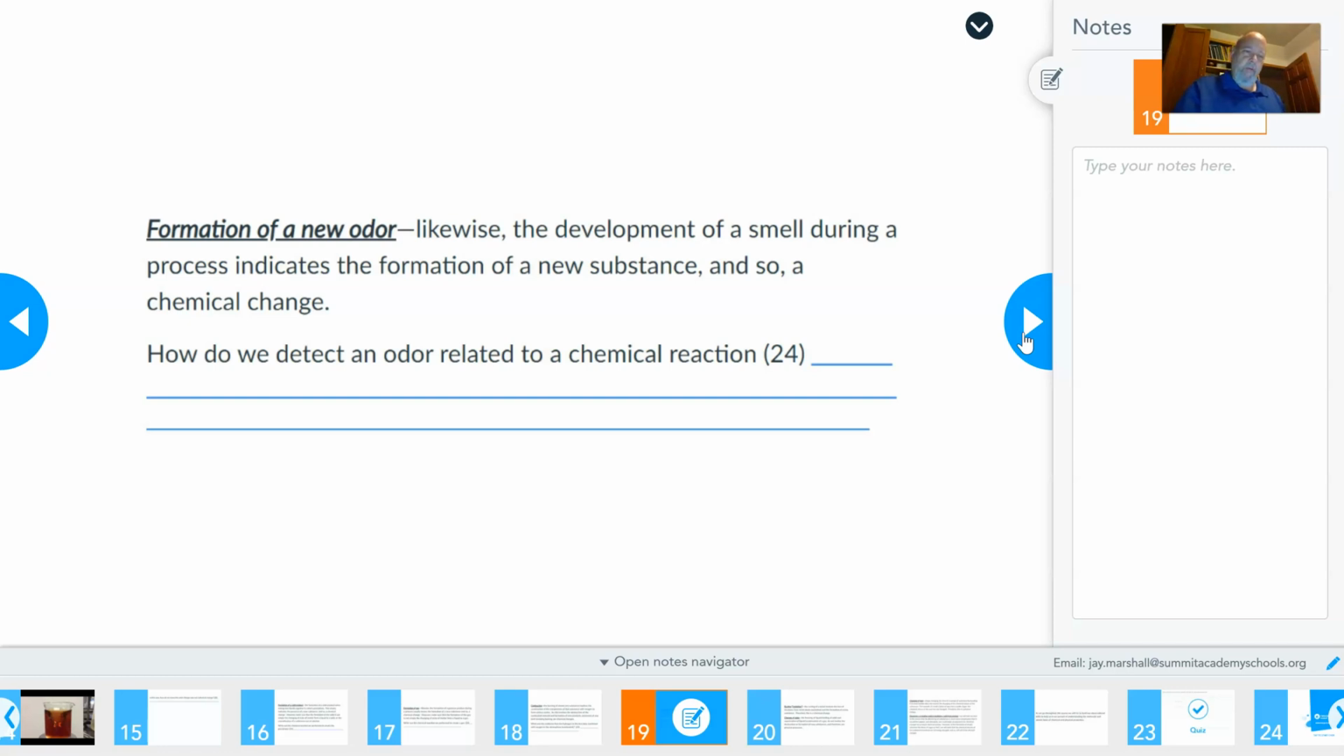We have to remember that we don't just stick the reaction container right up under our nose. That's dangerous. We hold the reaction container away from us a foot or so, and we waft the molecules towards us to see if we can smell something new. Okay, so keep that important safety tip in mind as we go through the lab this year.